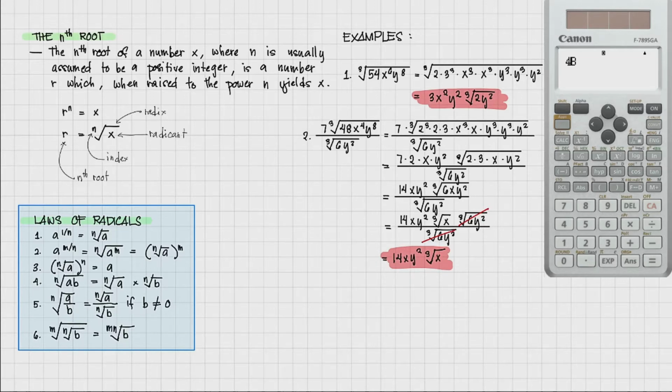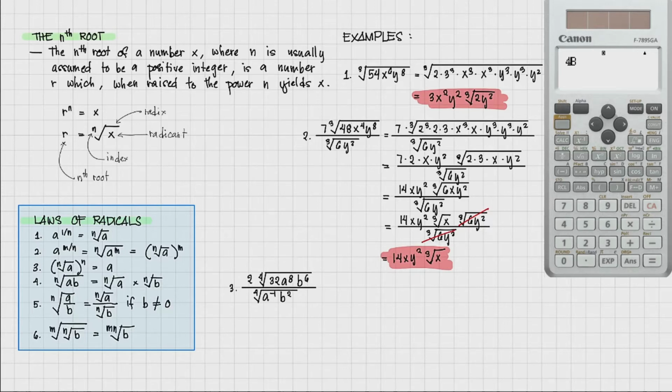So maybe another one, the last one. So let's do this for number 3. I'll write it further inside so we'd have more space. So for number 3, we have, say, 2 times the 4th root of, say, 32 times a raised to 8 times b raised to 6. And the whole thing is divided by, say, the 4th root of a raised to negative 1 times b raised to 2. There you go. So how do we approach this one?